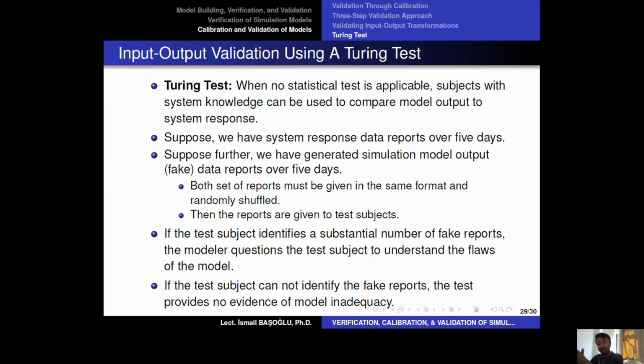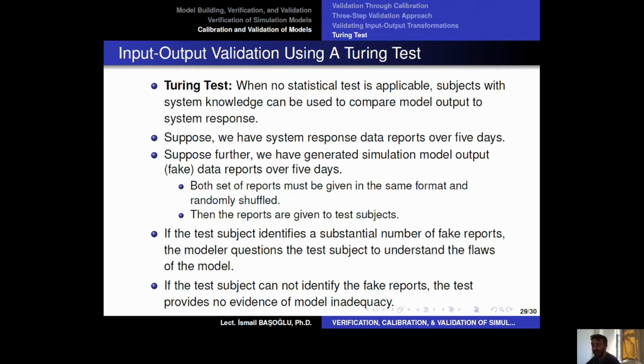But when you repeat this experiment for different people with system knowledge, if they cannot distinguish these reports into 2 different classes, for example, if we have 3 to 2 in each group, then this means they do not understand the difference between the original system data and the data obtained from the model. So the outputs seem to be similar, so they cannot distinguish which reports are coming from the original system, which reports are coming from the simulation model.